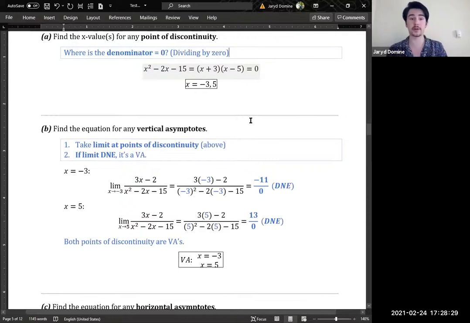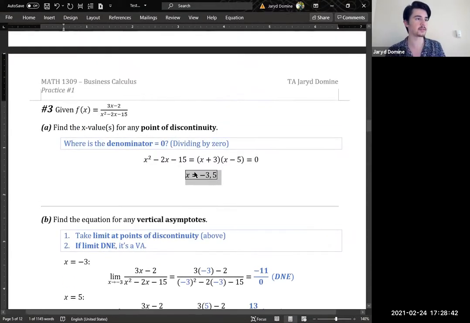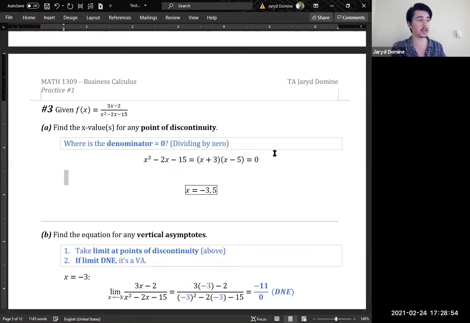So what we do for part B, vertical asymptotes, is we're going to look at these discontinuities that we just found. Oh yeah, first, let me explain how I factored this. Someone asked how I factored it. You can use the quadratic formula here if you don't want to factor it. But the way I do it is I look at this.